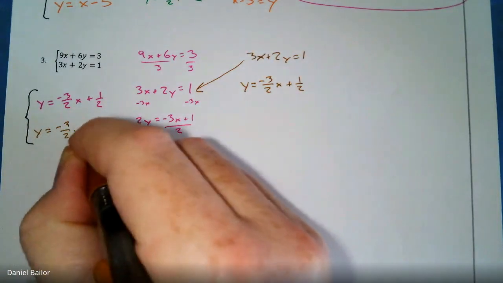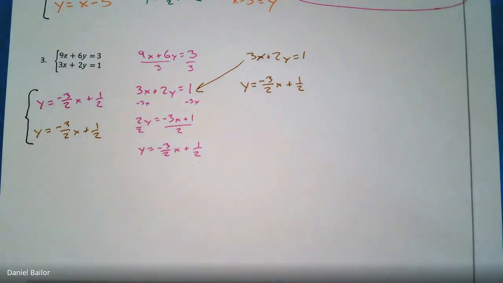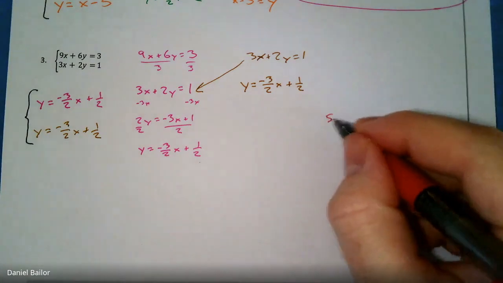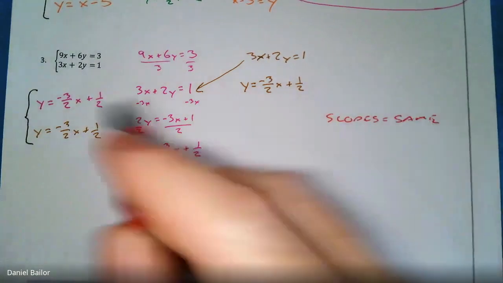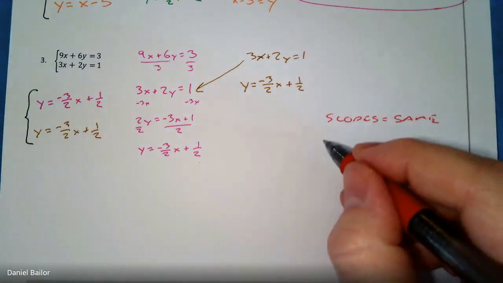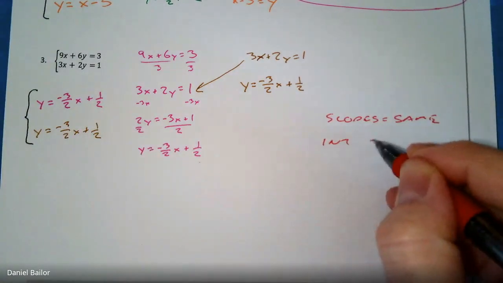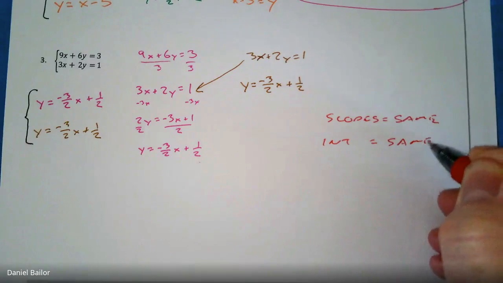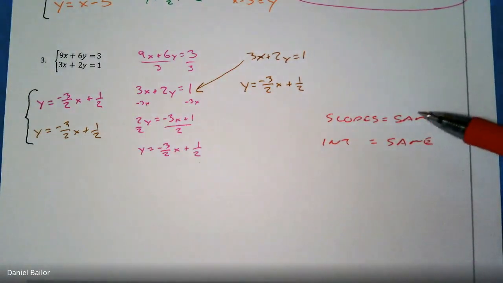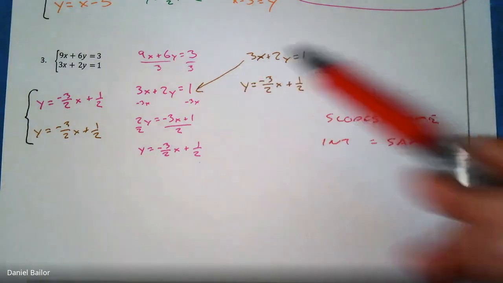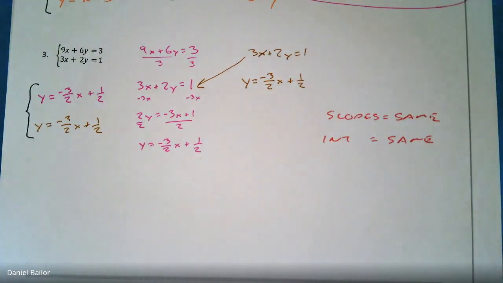Our system has the same equation. So we have the slopes are the same. They are both negative 3/2. The intercept is the same, 1/2, 1/2. What happens if everything is the same? What happens if we have the same equation in our system?